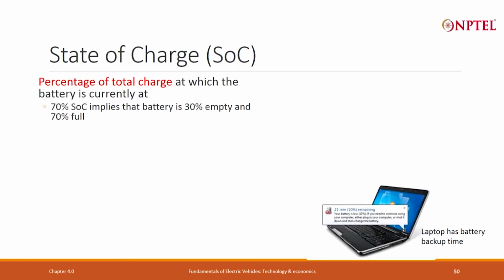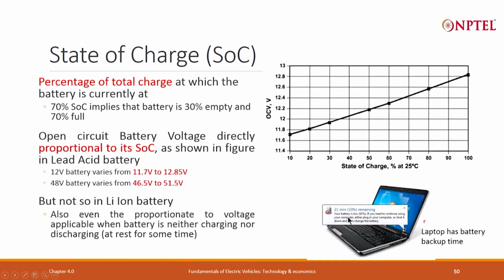So, state of charge is just a percentage of total charge available at any particular time. It will keep on varying. State of charge of 70% means 70% of the battery is still there, 30% is used. Many of you may have noticed that sometimes on a laptop, a sign comes up saying 21 minutes, 10% remaining. This is the state of charge. A laptop is estimating the state of charge and displaying that.